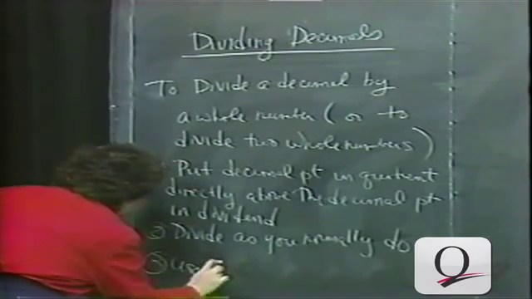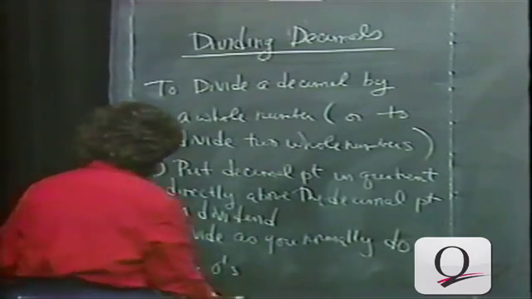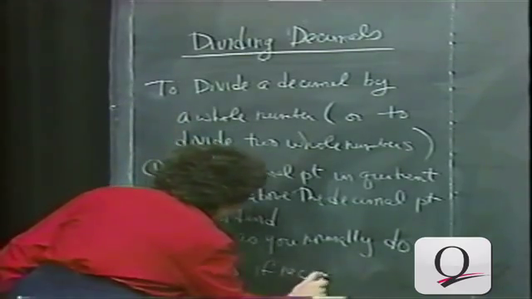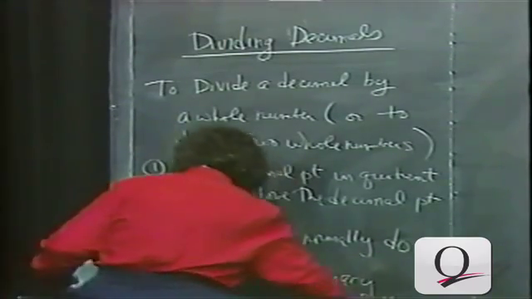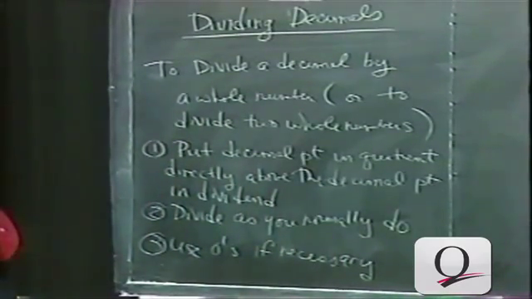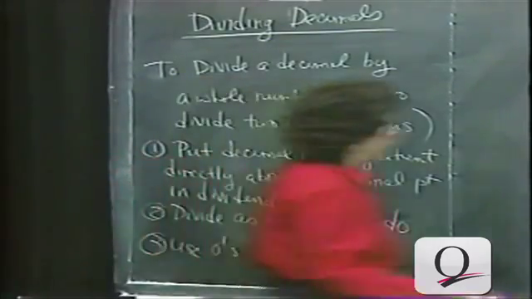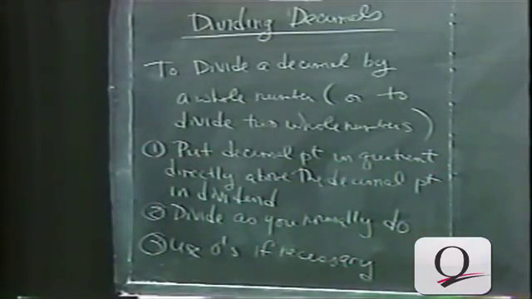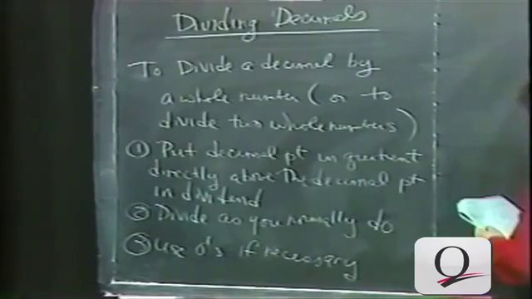And use zeros if necessary to keep the decimal point in the right place. So to divide a decimal by a whole number, or to divide two whole numbers, we will do the following. We'll put the decimal point in the quotient directly above the decimal point in the dividend, divide as you normally do. It's basically just a matter of placing the decimal point, similar to the multiplication problem, just figuring out the right place for the decimal point, and adding zeros if necessary. You'll see some examples that'll make sense.